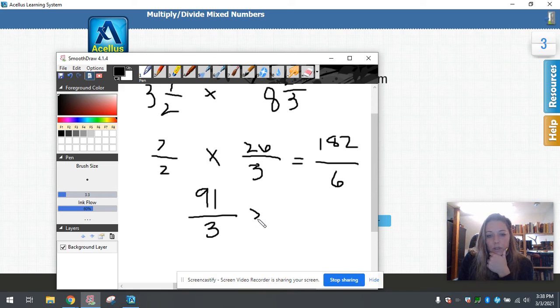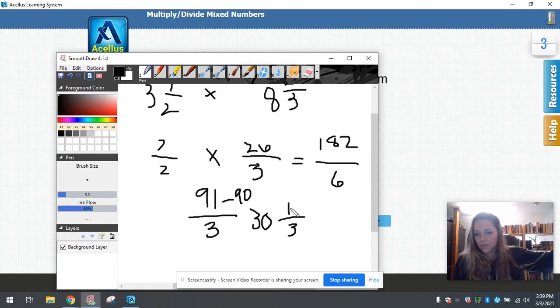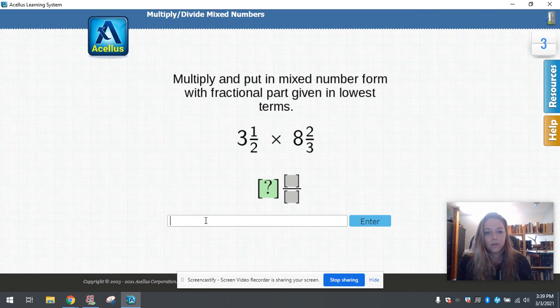So I keep my 30. That's my whole number. What I've done is I've just taken 30 threes away from the 91. So I go 3 times 30 is 90. I take that away from the 91. So in my calculator, I would do 91 minus 90, and I'd be left with 1. I cannot reduce 1/3. 1 is the smallest, so I can't make it smaller. 30 and 1/3 is my answer.